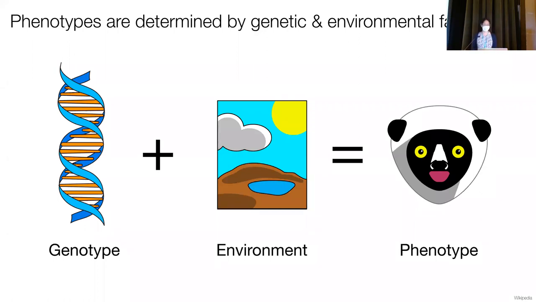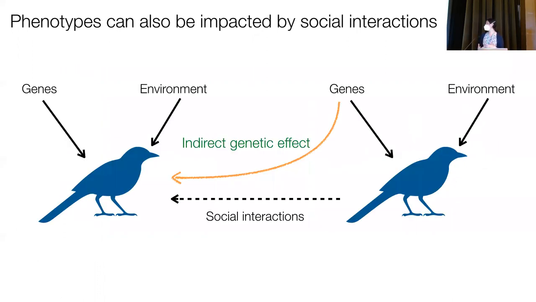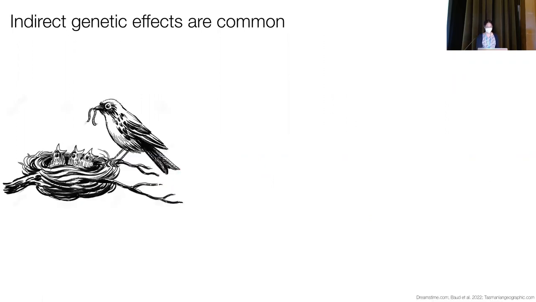And it goes without saying to this audience that phenotypic variation is composed of both genetic and environmental components. But what's a little less well appreciated is that social interactions can cause the phenotypes of individuals to depend on the genes carried by other individuals. These effects are called indirect genetic effects, or IGEs. They occur when an individual's phenotype is influenced by genetic variation in conspecific individuals. All organisms interact with conspecifics during some part of their life cycle, which means that opportunities for indirect genetic effects to influence variation in fitness and phenotypes are ubiquitous.